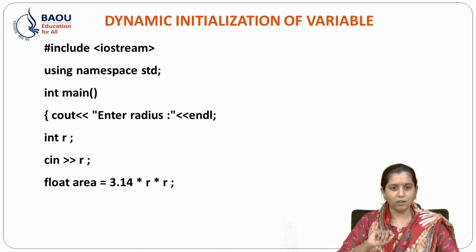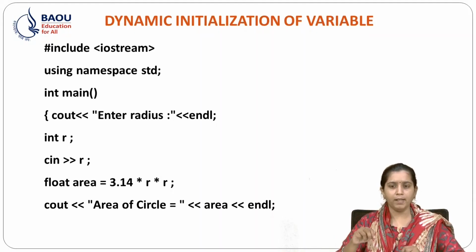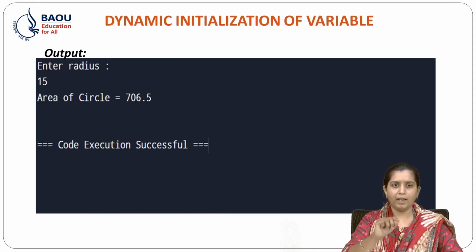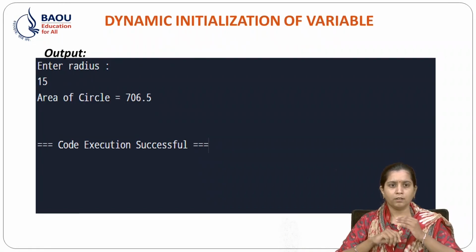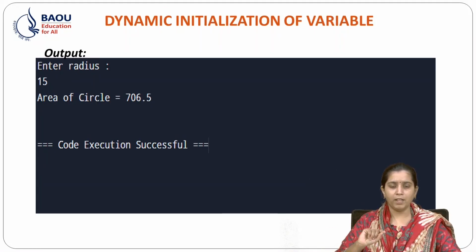So here, area is dynamically initialized in float data type. And after that, I simply display the area of the circle in this variable A. So what will I get as the output? First I take the radius from the user, that is 15, and after that I will get the area of a circle, because we have dynamically initialized the area variable in the program.